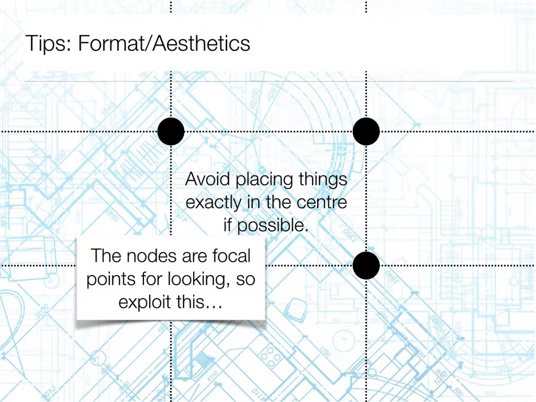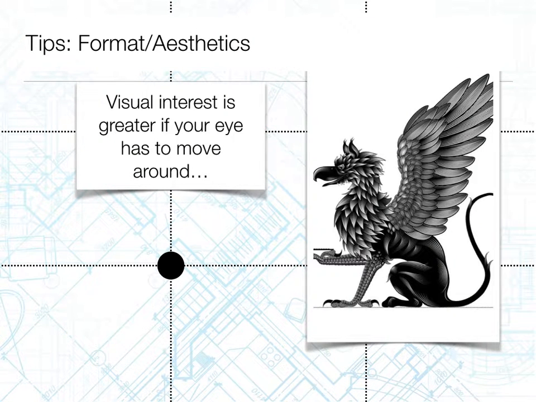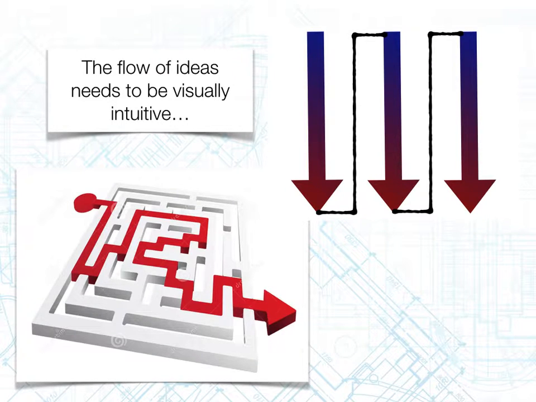At the same time, if you use columns, they need to be the same width. Visual interest is greater if your eye has to move around, so try and keep key figures, text boxes, or tables off the direct center. However, the flow of ideas still needs to be visually intuitive. This is another one of those times where asking a colleague or friend not involved in the study or the poster creation to provide feedback on how the flow is.